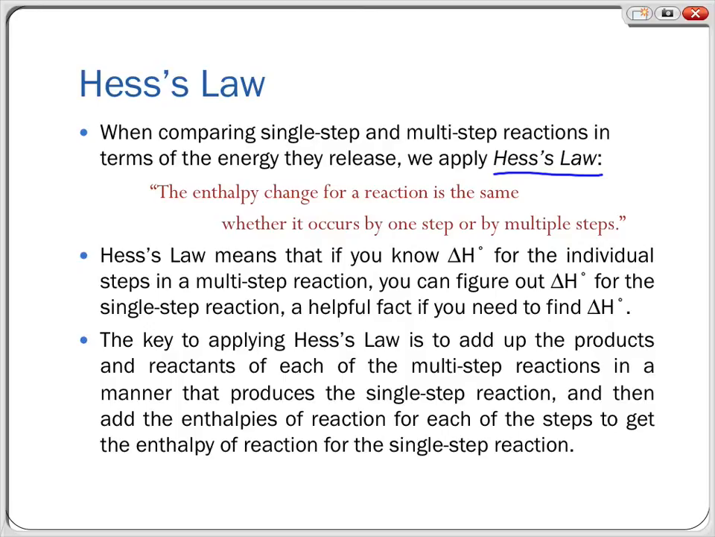If it was negative 700 kilojoules per mole to start with, it's still going to be negative 700 kilojoules per mole. It doesn't matter whether you go through one step or multiple steps. The enthalpy change for the reaction is exactly the same. One other way of putting this is that if you know delta H naught for the individual steps in a multi-step reaction, you can figure out delta H naught for the single-step reaction.